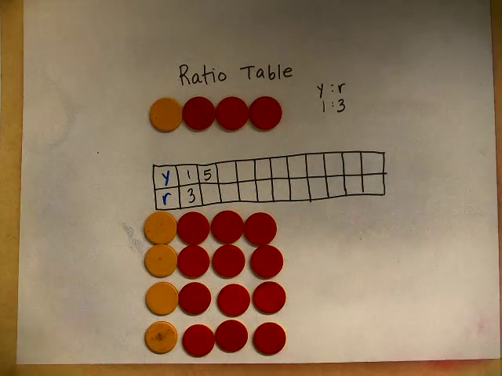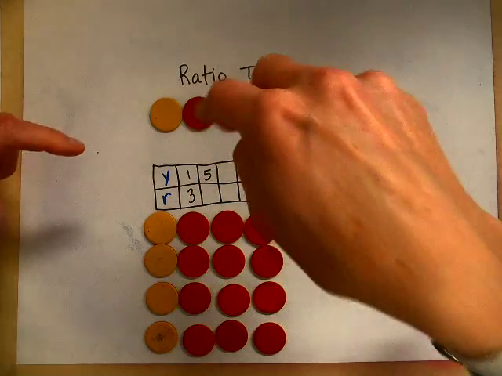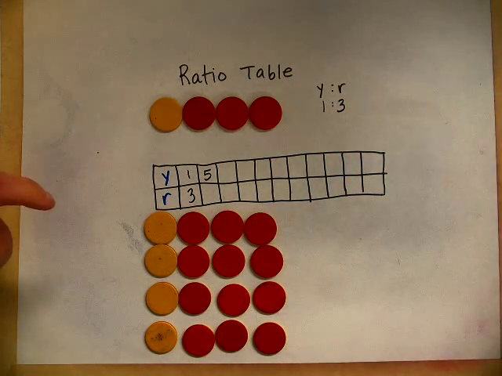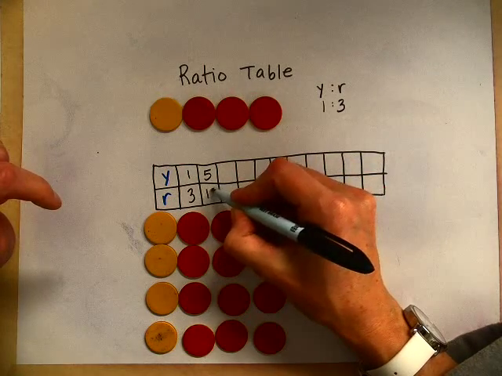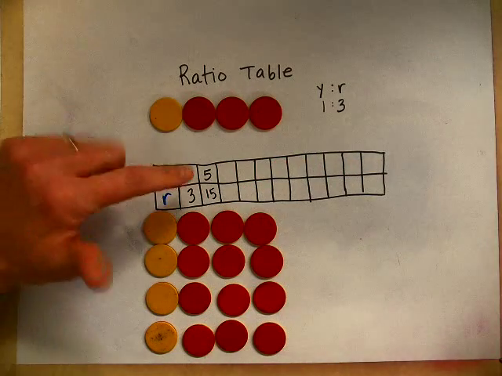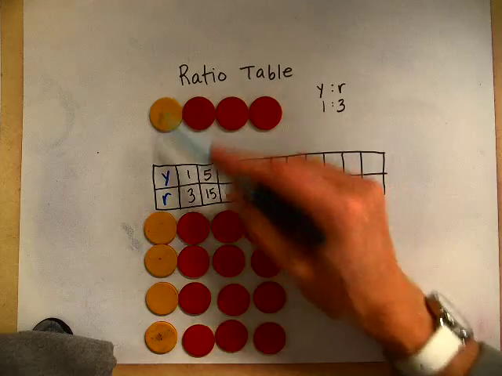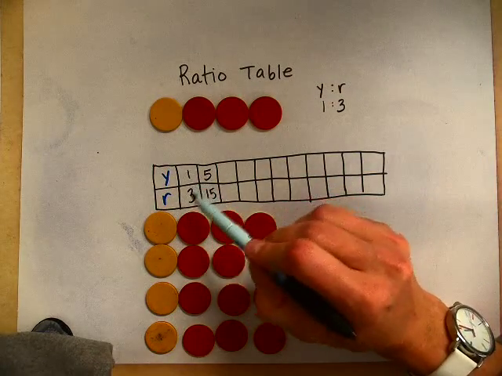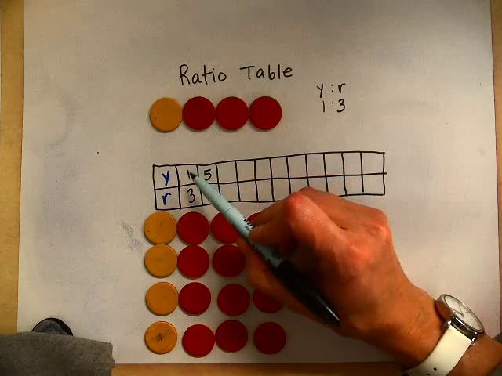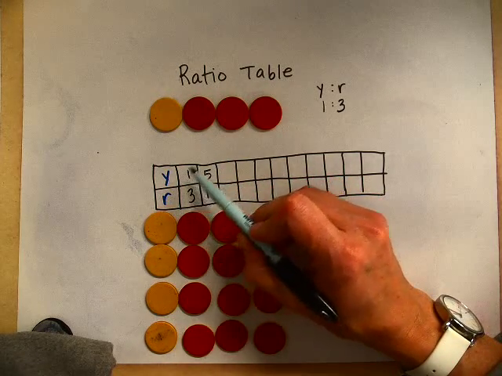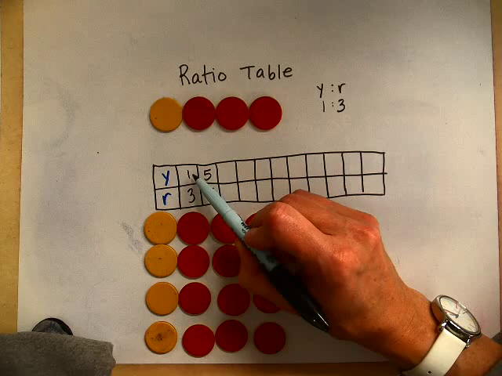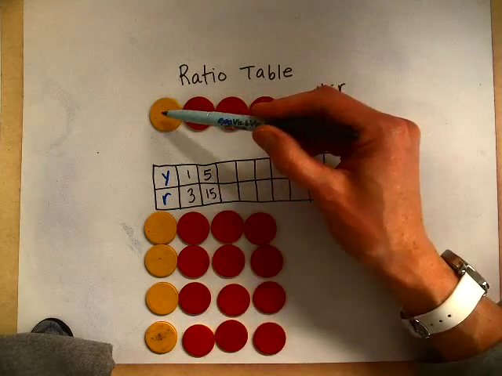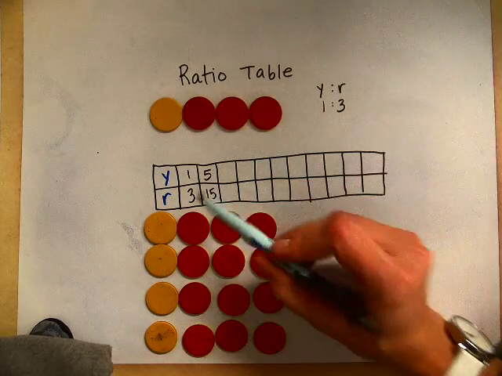So let's count. We have 1, 2, 3, 4, 5, 6, 7, 8, 9, 10, 11, 12, 13, 14, 15. So this still, 5 to 15, is still a ratio of 1 to 3. Now, if you want to look at a pattern, you can see that 1 was multiplied by 5, 1, 2, 3, 4, 5.